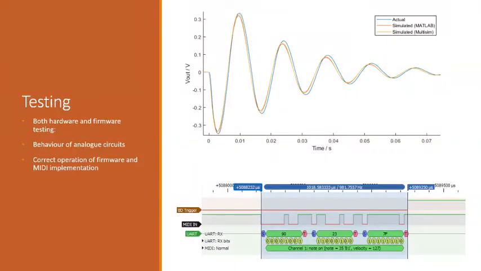Both the hardware and firmware aspects of the device were tested, and this involved things such as confirming the analog circuits produced an output that was in line with simulations performed earlier in the project, testing the firmware and MIDI implementation, and measuring the performance of aspects of the drum machine such as the sequencer's timing accuracy.